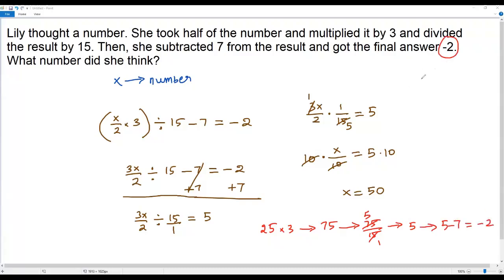So this is the final answer we have in the question. The number 50, what we got in our working, satisfies the conditions given in the question. So the number Lily thought was 50. The answer for this question is 50.